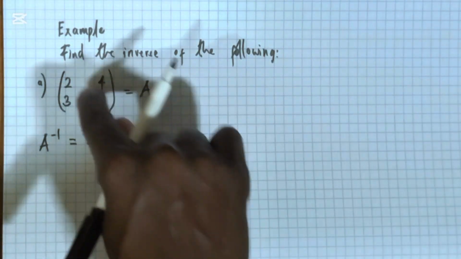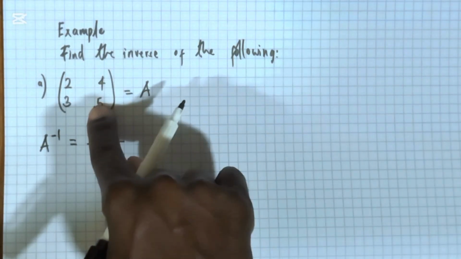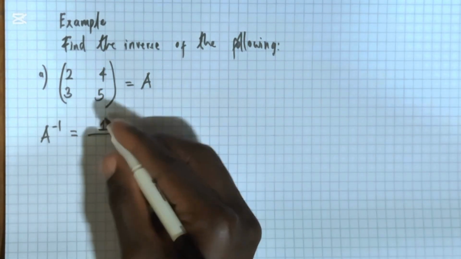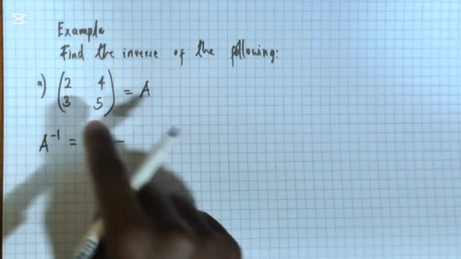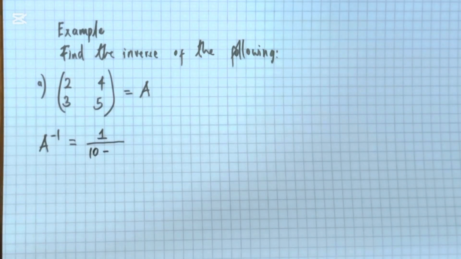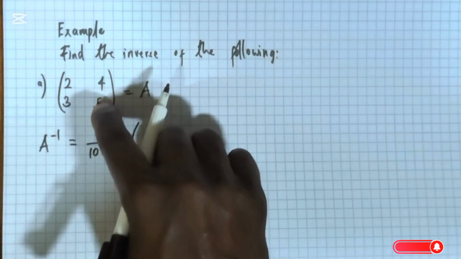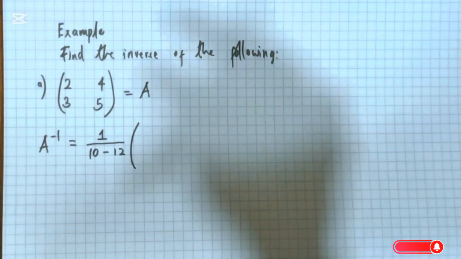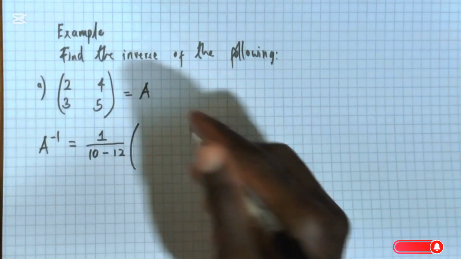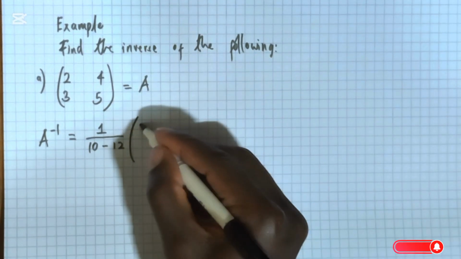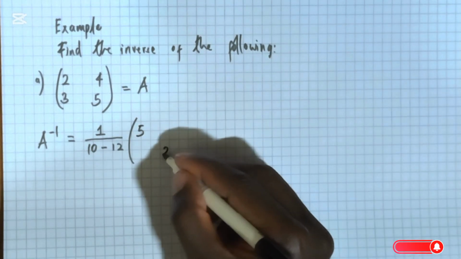And so the determinant in this particular case will be 5 times 2, or 2 times 5. So that's going to be 10 minus 3 times 4. 3 times 4 is going to be 12. We interchange the elements in the main diagonal. So where we have 2, we'll have 5, and where we have 5, we'll have 2. So it's going to be 5, and it's going to be 2 right here.